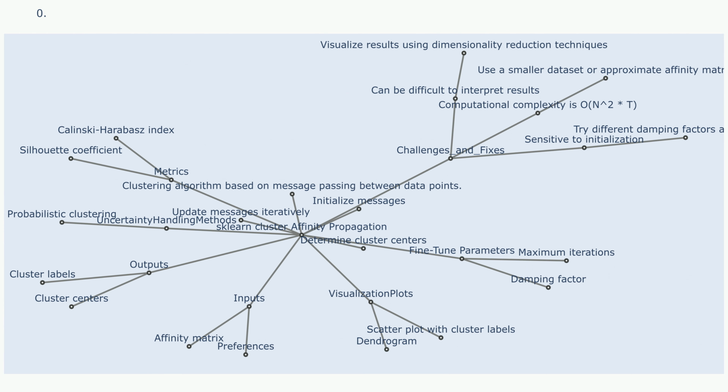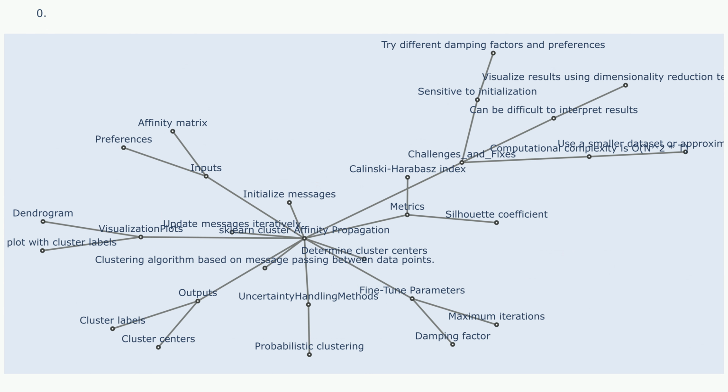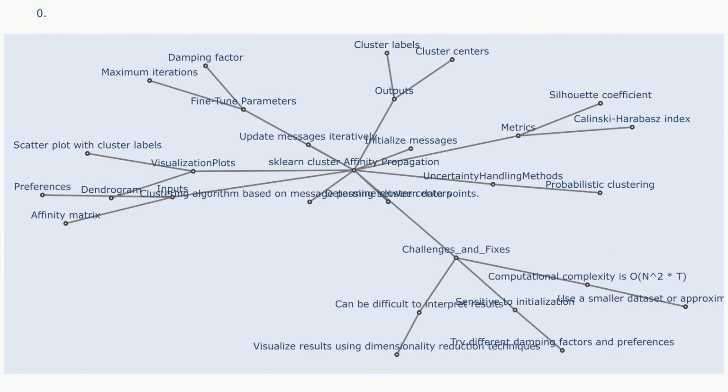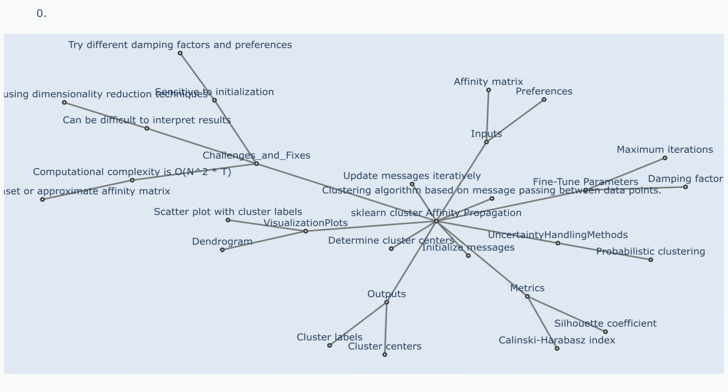Fine-tune parameters: the damping factor controls the rate of convergence and stability of the algorithm. Maximum iterations sets the maximum number of iterations for the algorithm. Uncertainty methods: probabilistic clustering assigns probabilities to cluster memberships instead of hard assignments.